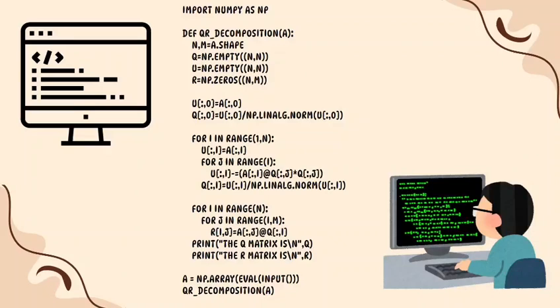The next step, we are printing the Q matrix and the R matrix. So this is what the function definition is. So next we are getting the input matrix from the user and calling the QR decomposition function.